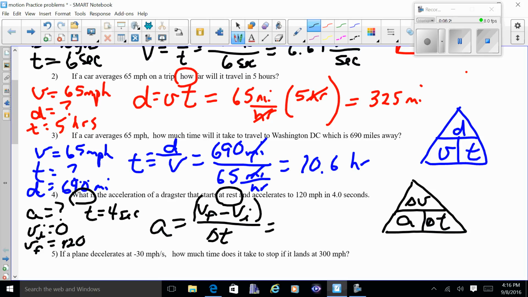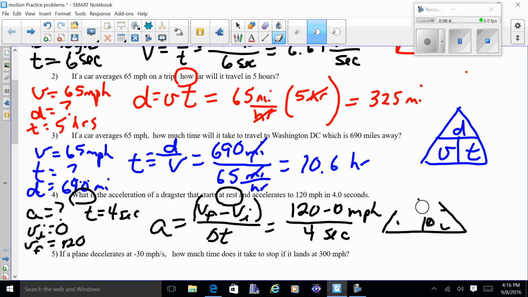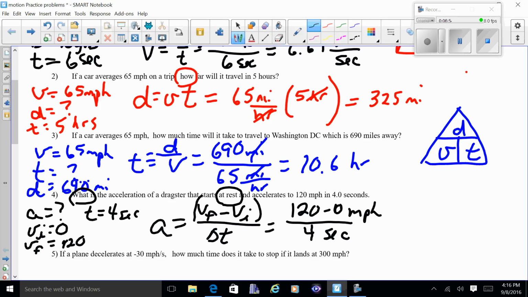So my final acceleration is going to end up being 30. 12 divided by 4 is 3, and add the 0, miles per hour per second. If your acceleration is 30 miles per hour per second, what that means is every second you speed up 30 miles per hour. So after 1 second, you're going 30. After 2 seconds, you're going 60, and so forth.